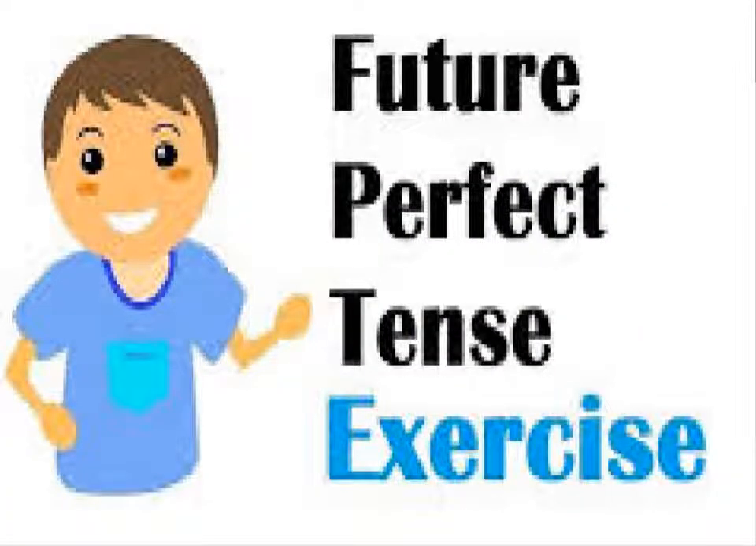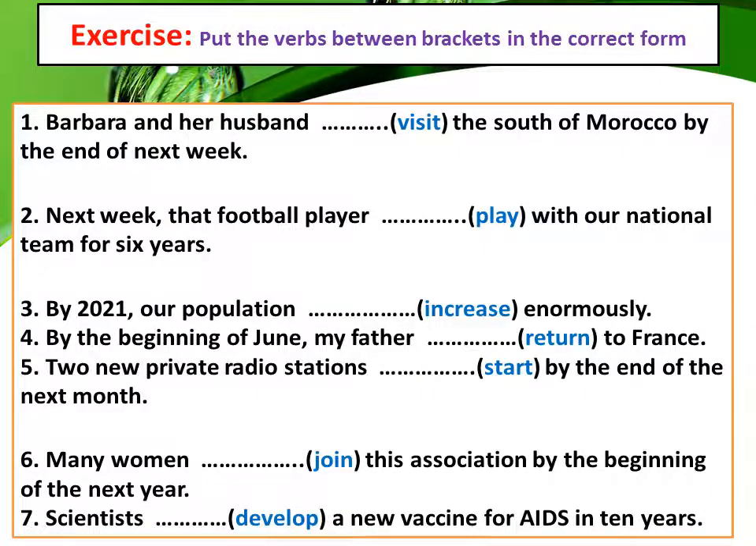Okay, now let's move to practice. So after we have seen the form and use and function, now we can do some exercise about future perfect. Okay, so put the verbs between brackets in the correct form. 1. Barbara and her husband visit the south of Morocco by the end of next week. 2. Next week, that football player play with our national team for 6 years. 3. By 2021, our population increase enormously.